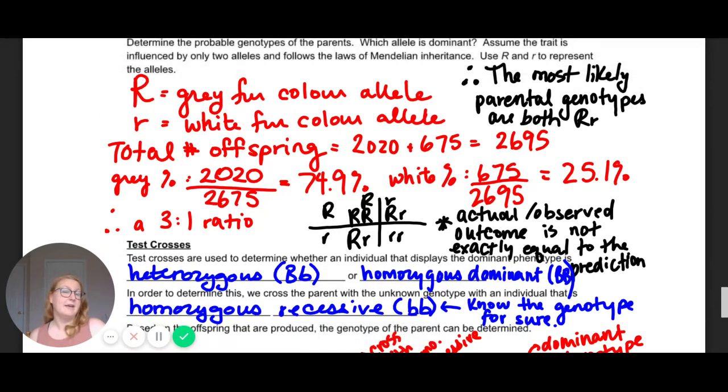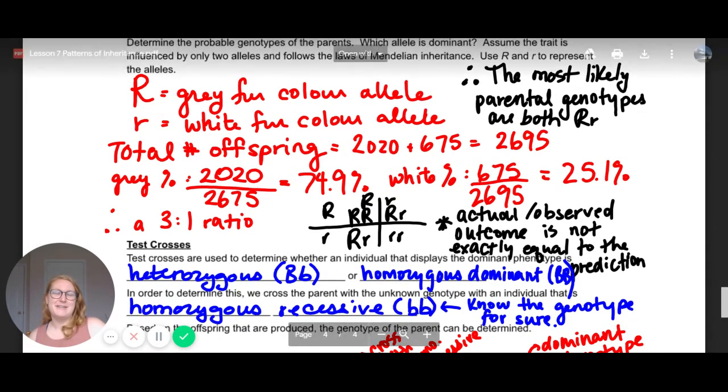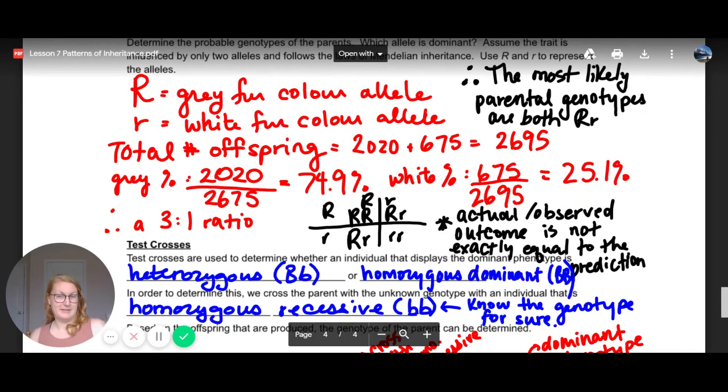So most likely, both parents are actually heterozygous. Okay, now I mentioned here the actual outcome, which is the numbers 2020 and 675, is not exactly equal to the prediction. Just like in a family, if I look at the offspring, it's not necessarily 50-50 of males or females. Okay, thinking about larger sample sizes.